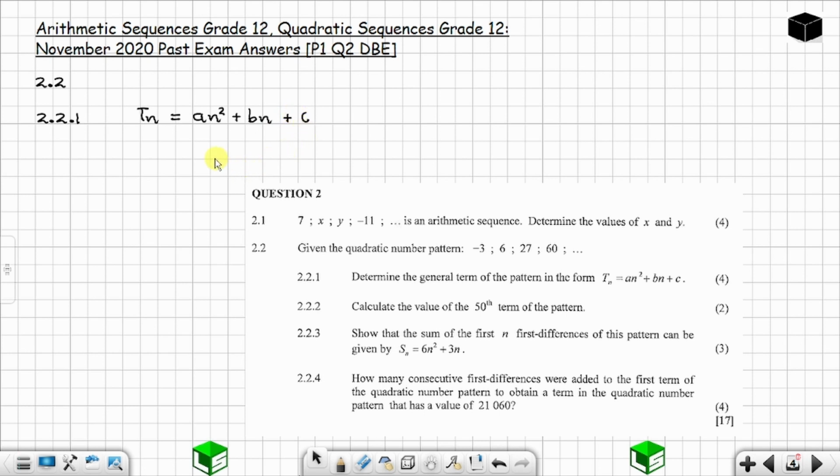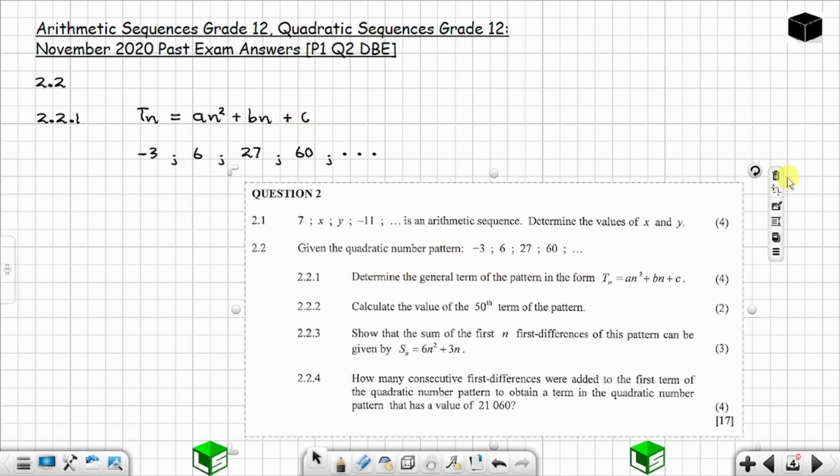Now, this is the quadratic number pattern or the quadratic sequence that you are given. You have -3, 6, 27, and 60, and so on. So this is the pattern that you are given. This is a quadratic number pattern or a quadratic sequence. You need to determine the general term in this form.